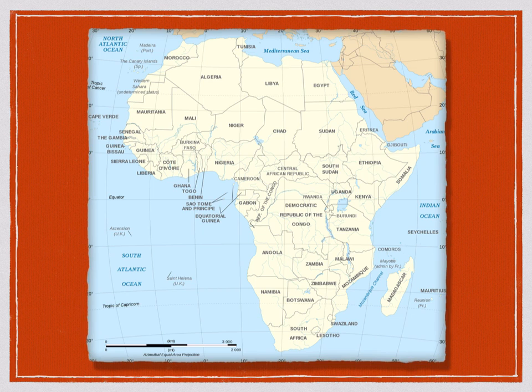You might want to identify, say, Egypt, Algeria, Ethiopia, Somalia, on the Horn of Africa there. You might want to see if you can find the Democratic Republic of the Congo and South Africa, which is right on the tip of the continent.